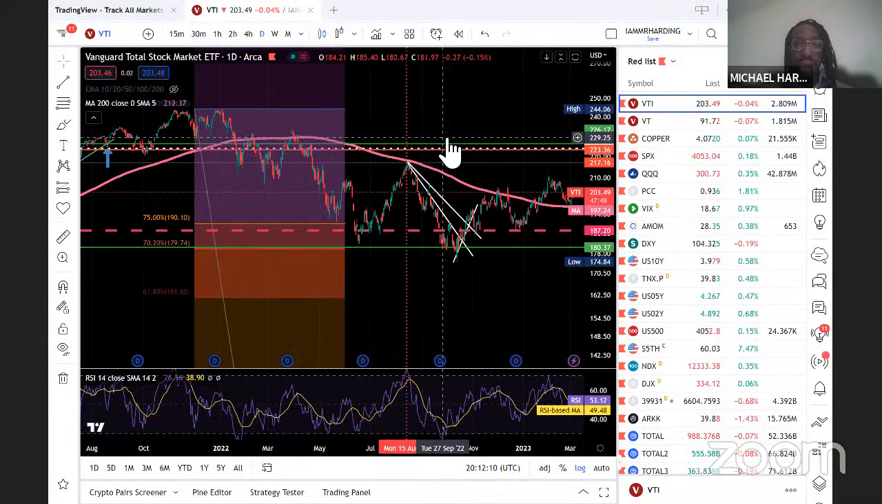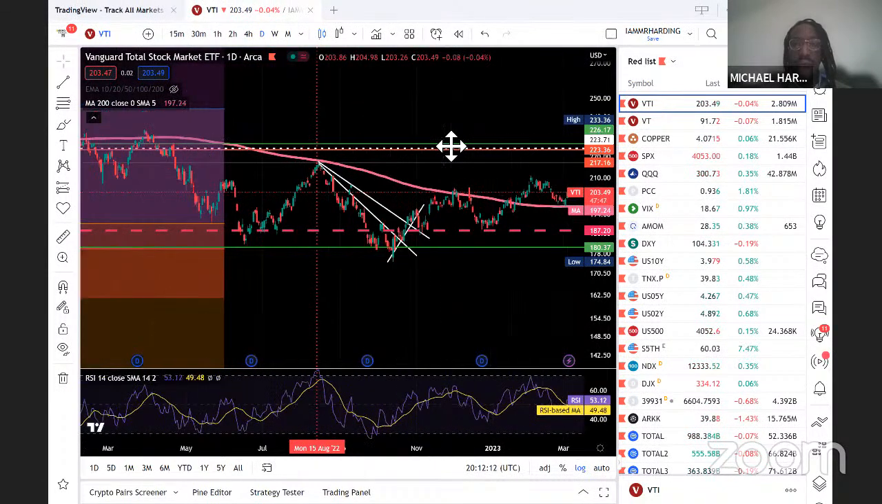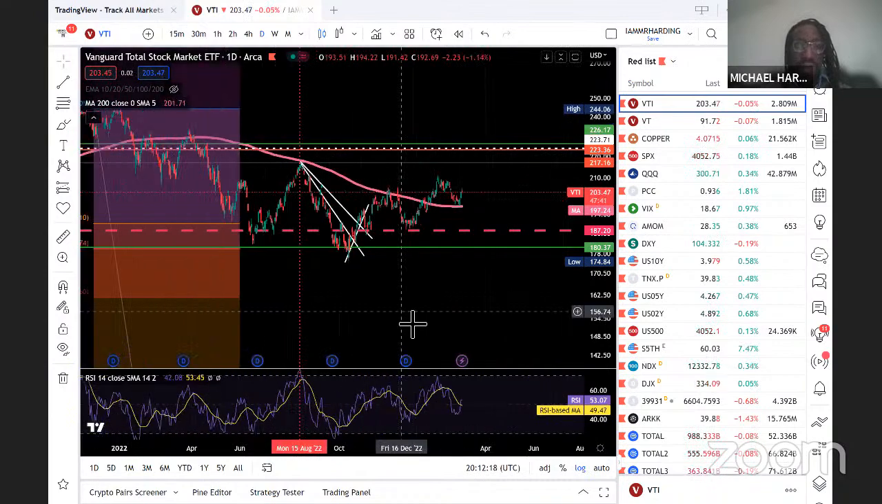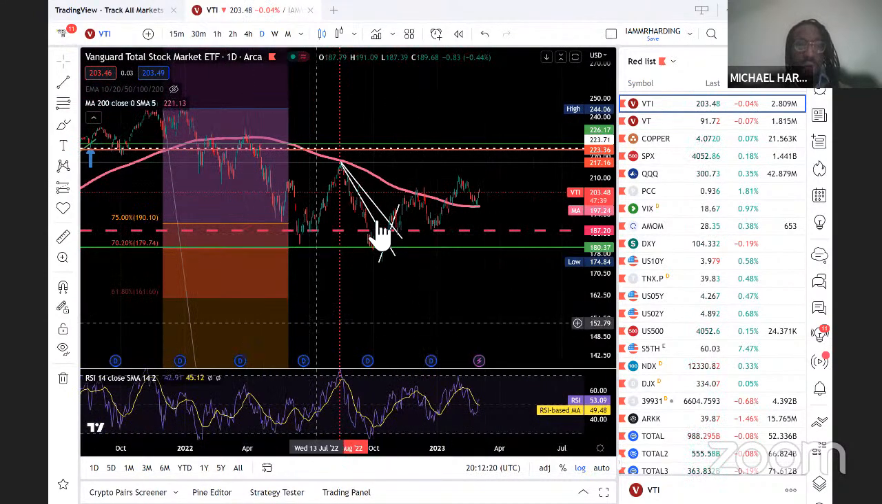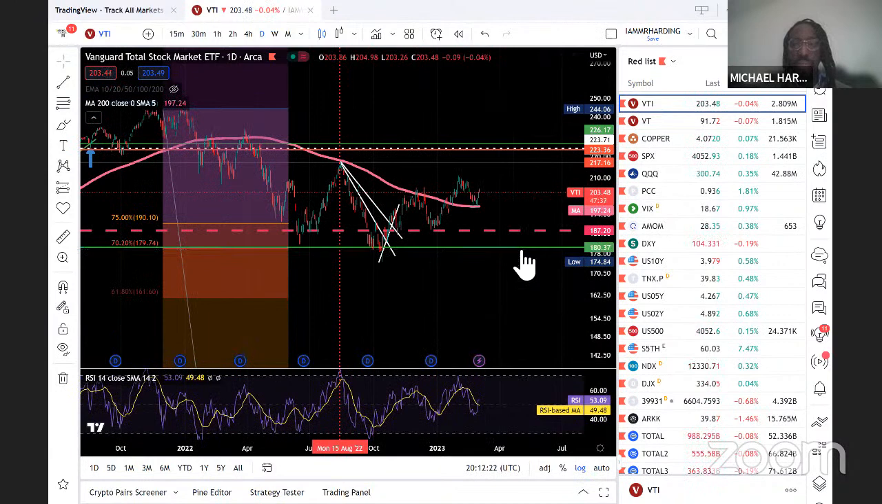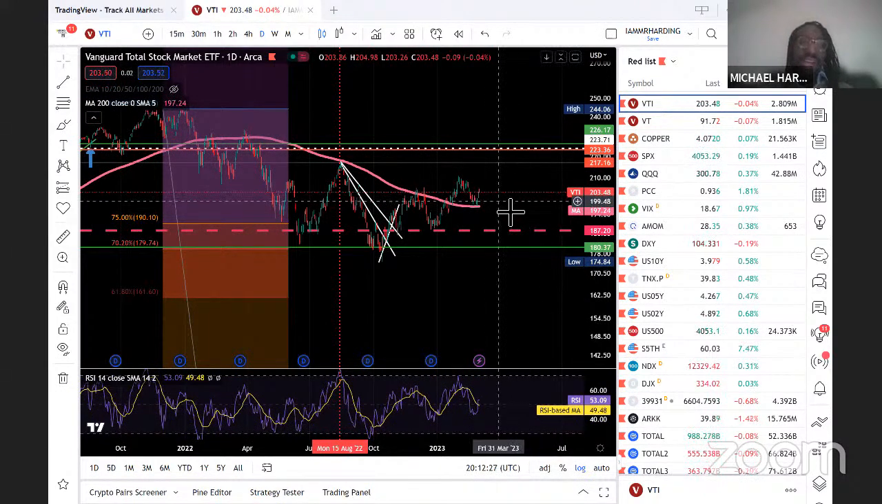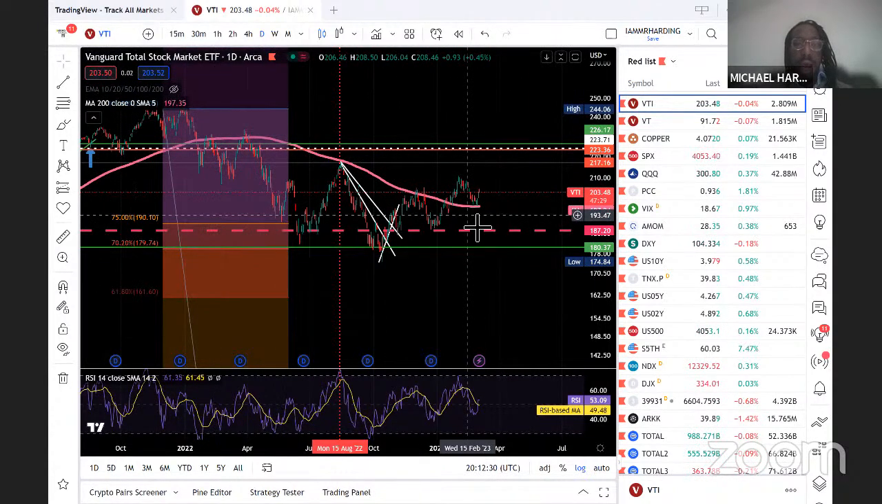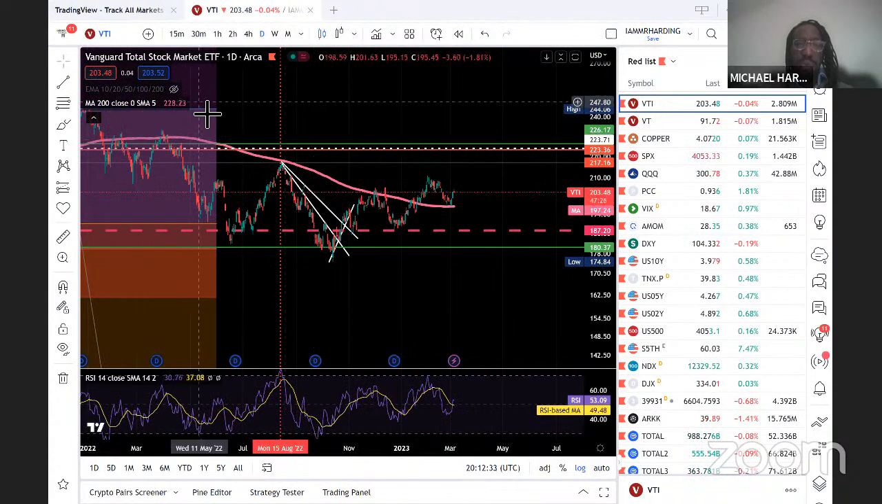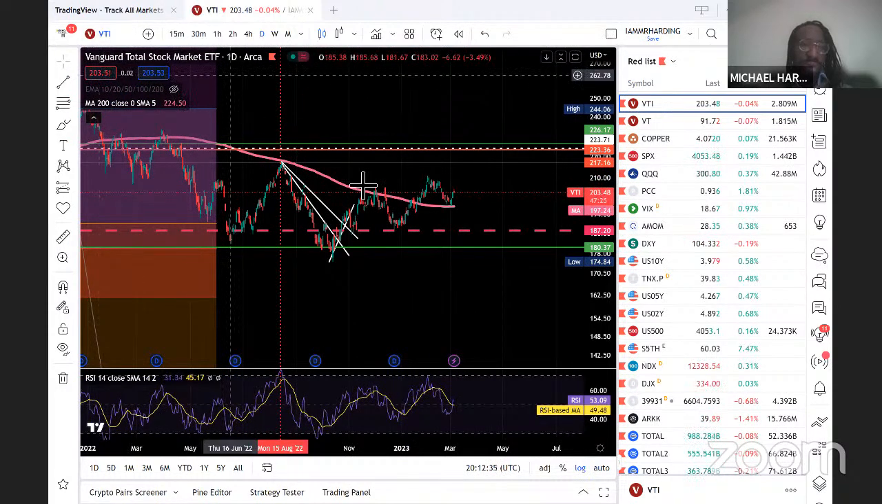So right here we're looking at the VTI, and let's break down some of the things that we can see on the VTI. Now, the VTI is one of the biggest indexes, biggest ETFs we should say, and it's the total stock market. I think this one's the one with around 4,000 stocks in it.